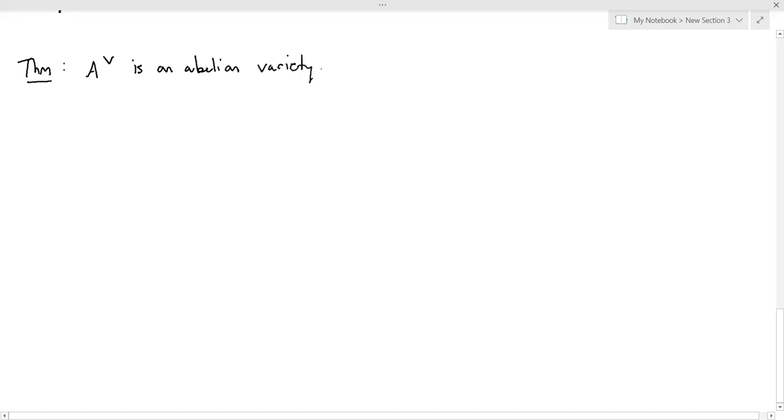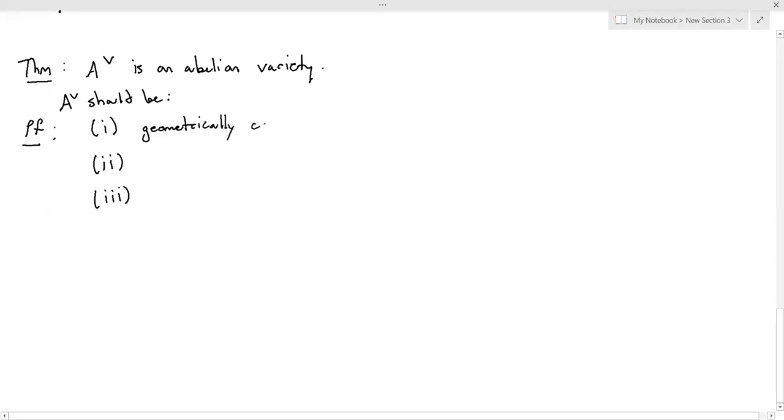All right. So what does this boil down to? Well, being an Abelian variety is a multi-condition definition, and so we want to check three different things. The first one is just some general conditions, which is that A dual should be a geometrically connected K-group scheme. Second is that it should be proper. Third, it should be smooth.